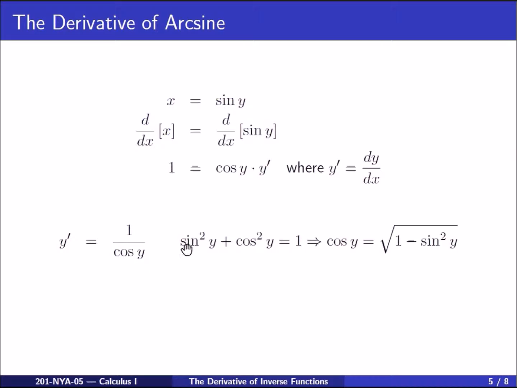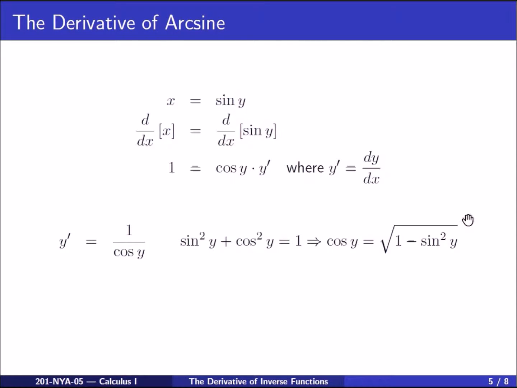What we do is we use the identity sine squared of y plus cosine squared of y equals 1, and we solve for cosine squared. And if we do that, we get that cosine squared is 1 minus sine squared, and therefore cosine of y is the square root of that.